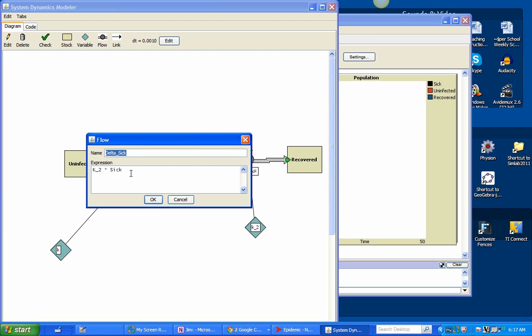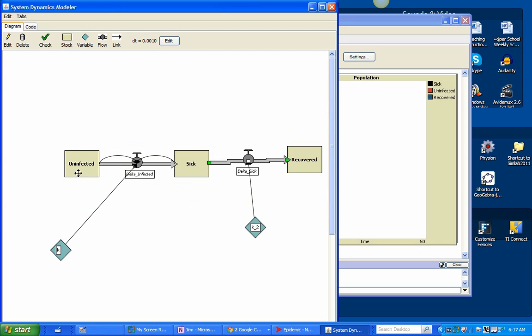And we kept it simple. We just have a certain fraction of them getting well over every time period. This is broken up into discrete time periods. And notice this is a real simple model. All you have to do is drag these connectors, come up with the basic formulas. There's no calculus or anything like that involved, even though calculus is at the heart of this. All of that is done behind the scenes.